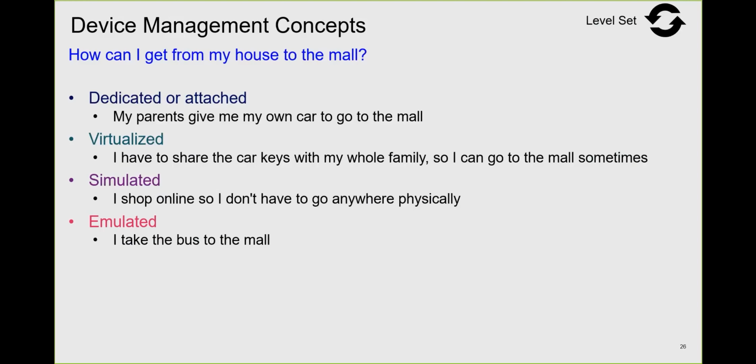My parents could give me a car, and then I could go to the mall whenever I wanted to. This would be like dedicating a device to me. But I'm from a family of 4 brothers, so maybe getting each a car is kind of impractical from a cost perspective. So maybe instead I share a family car with my brothers. So it's one car, but we all have to share it. This is kind of like a virtualized device that has been sliced in time.